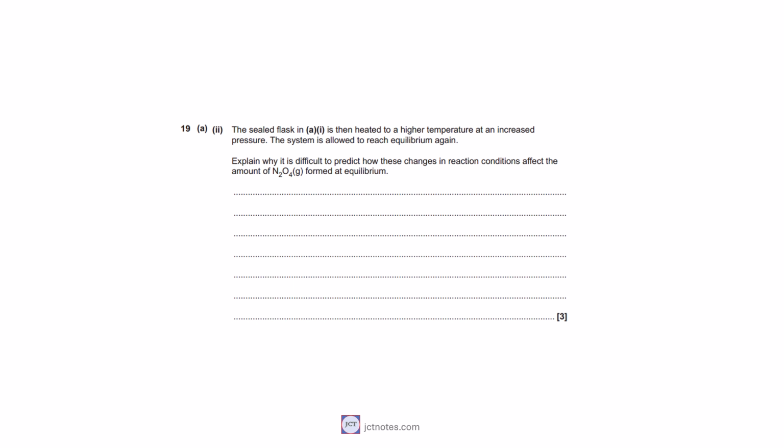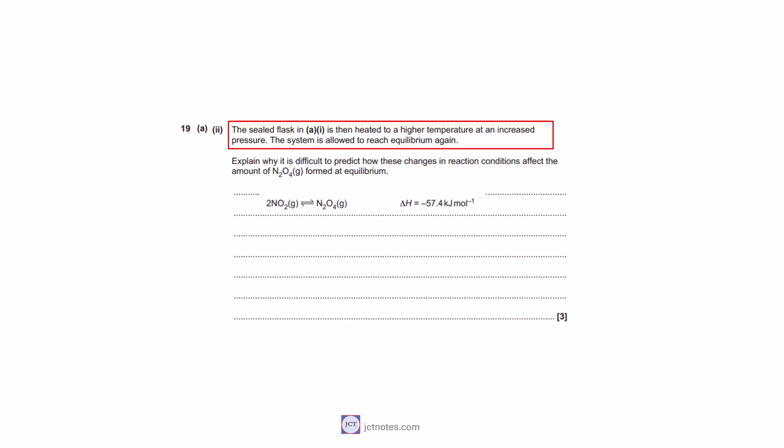In the second question of Pad 19a, we have that the sealed flask in the last question is then heated to a higher temperature at an increased pressure. The system is allowed to reach equilibrium again. We are asked to explain why it is difficult to predict how these changes in reaction conditions affect the amount of N2O4 formed at equilibrium.